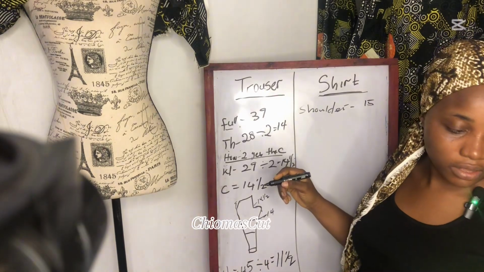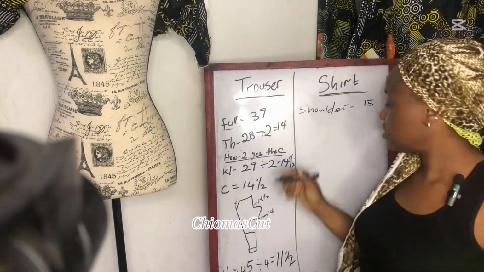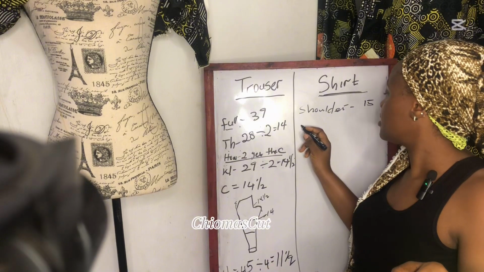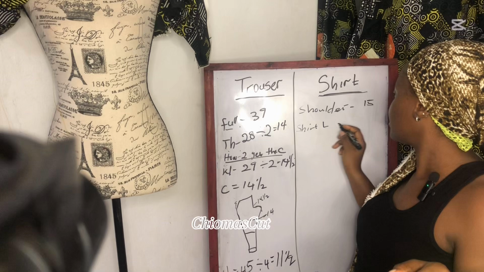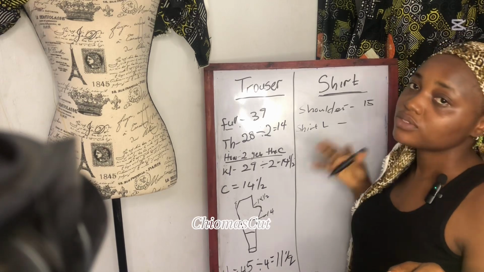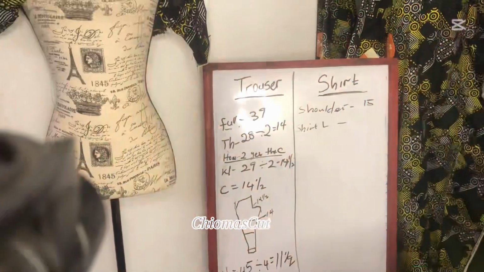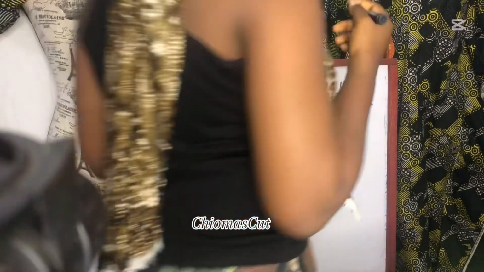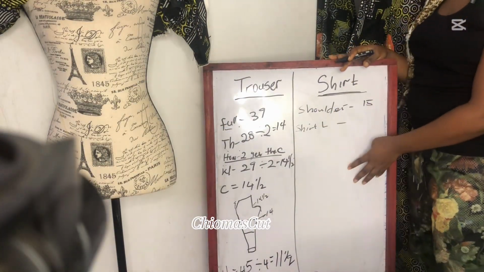So guys, I think I have come to the end. I am not going to be giving detail on the shirt because I understand that the majority of you already know how to cut a basic body. But if you do not know how to cut it or you still need more clarification, please let me know in the comment section. I will do a tutorial or an explanation on that. But with the help of the trouser, I hope you've been able to understand the basic measurements.